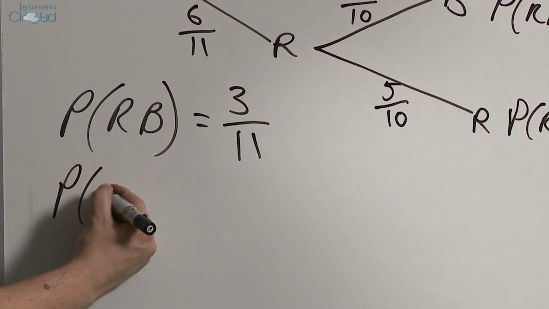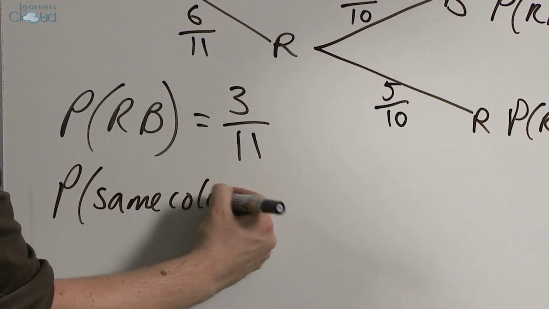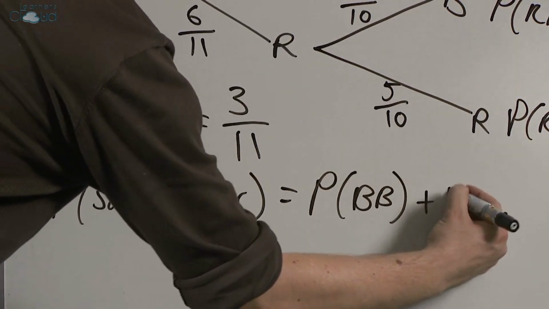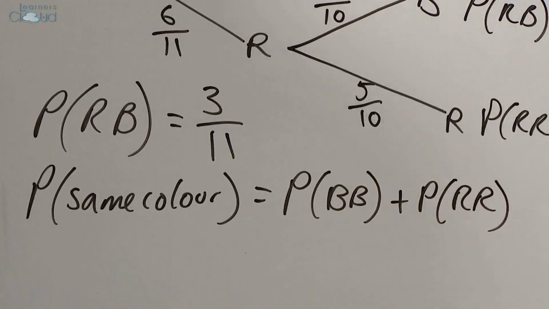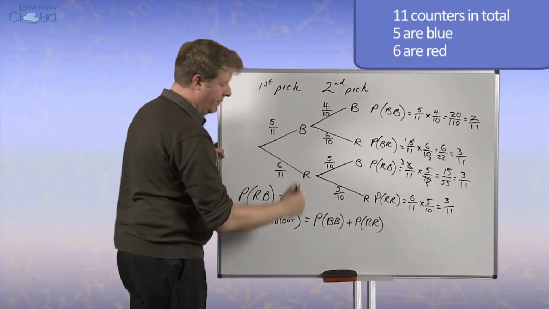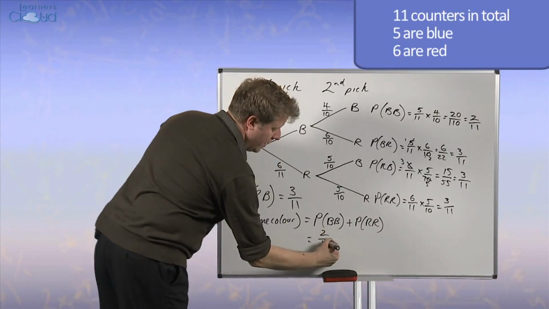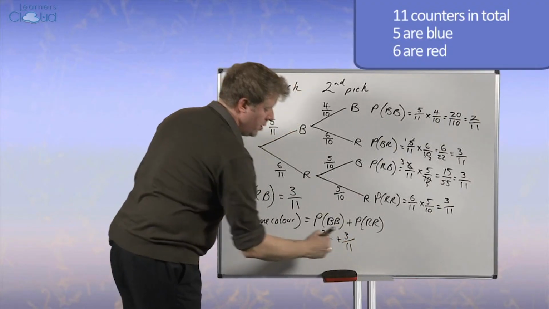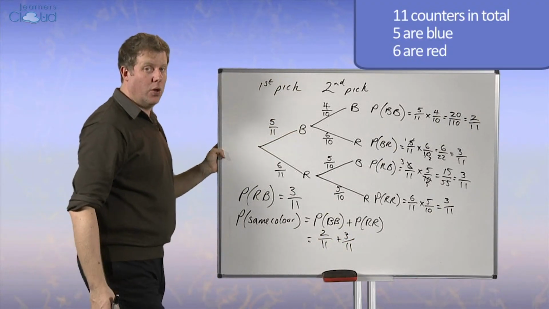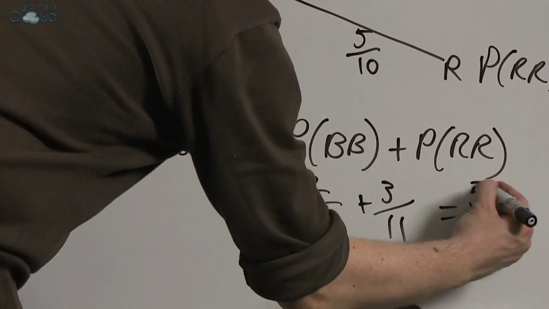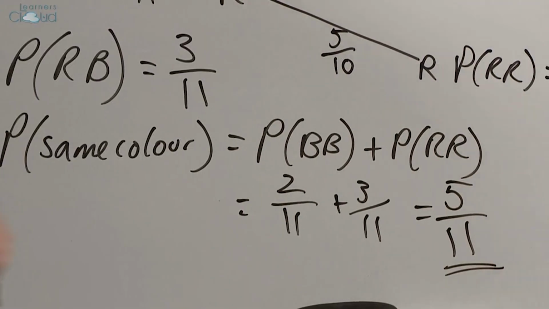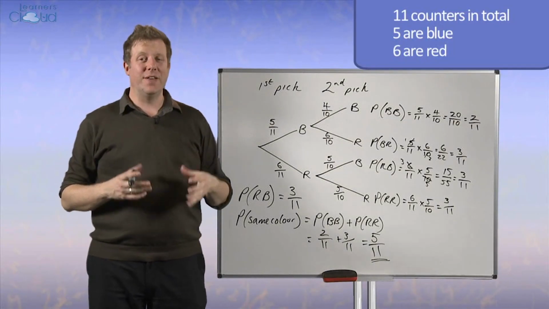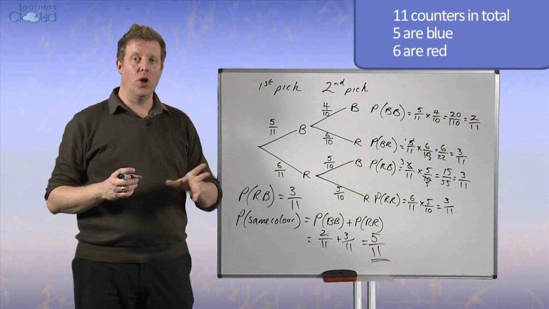So the probability of getting the same colour equals the probability of blue and blue, that's one way, and the probability of red and red, which is the other way. The probability of getting blue and blue was 2/11. The probability of red and red was 3/11. So the probability of getting the same colour on both rounds is therefore the 2 added together, 5/11.